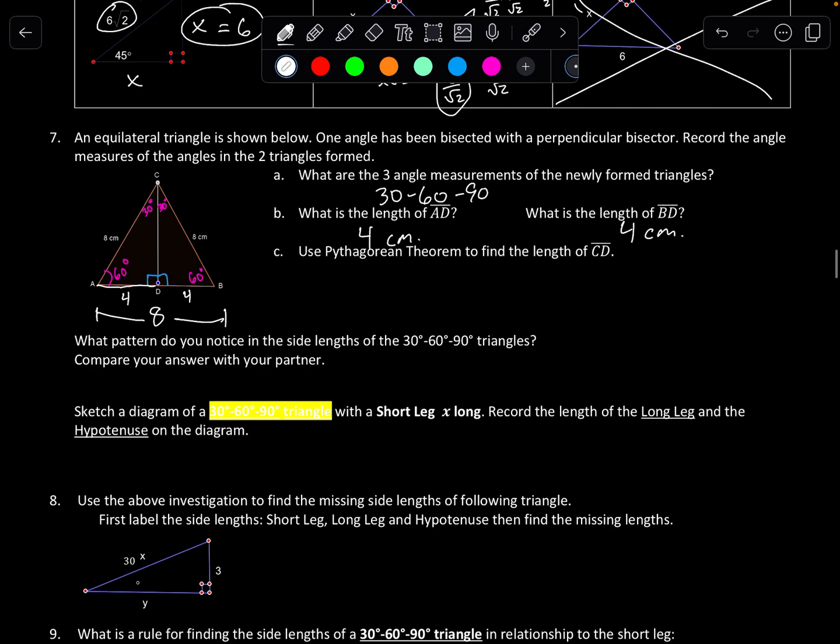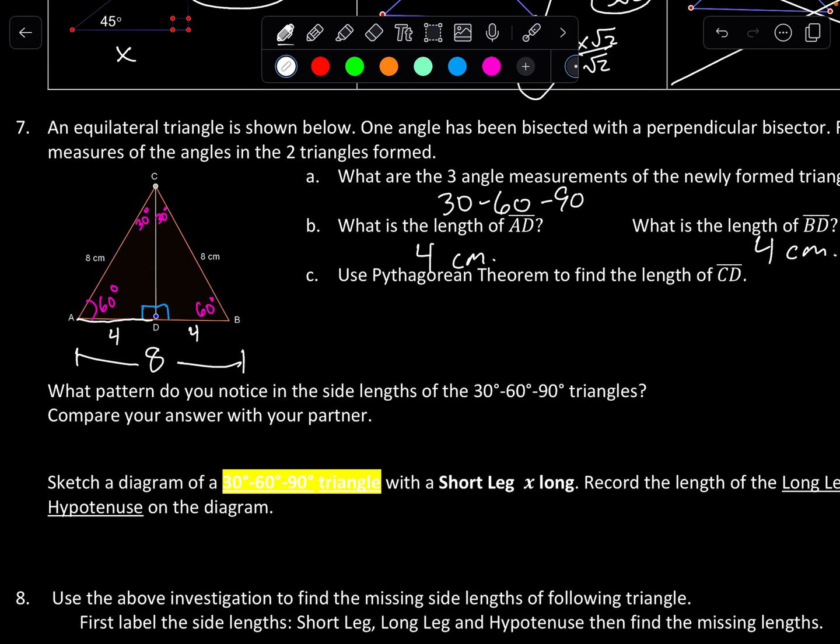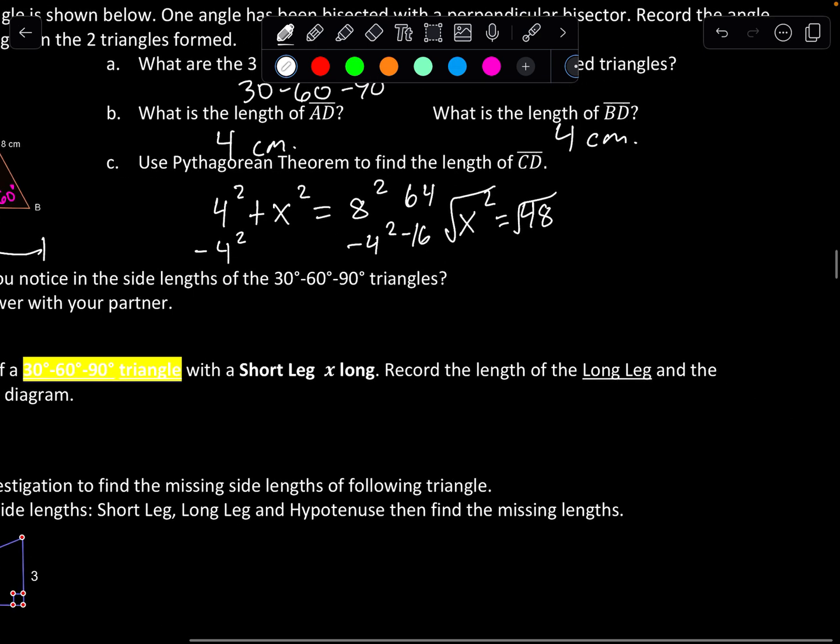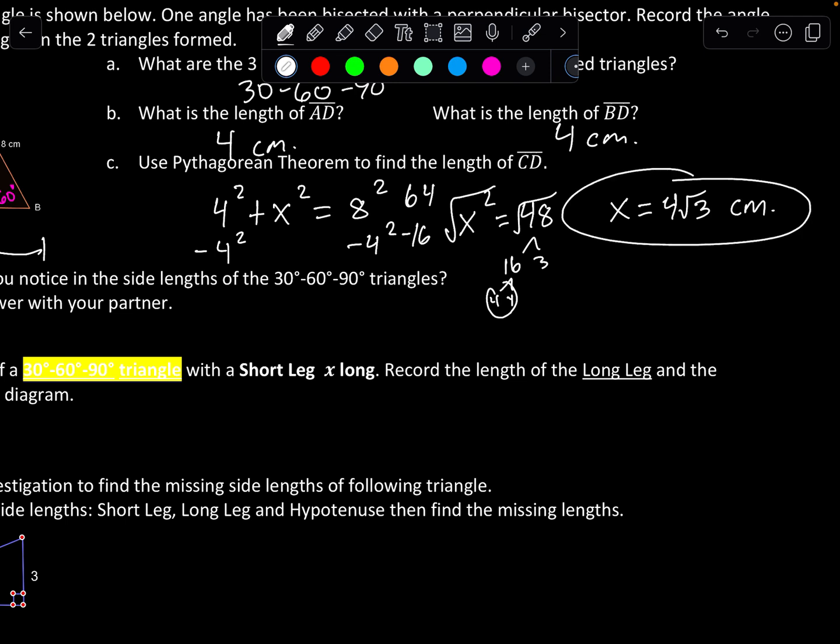And use the Pythagorean theorem to find the length of CD. Well, we've got one leg, which is 4 squared. We don't know CD. That's going to be x squared in this case. And we do know the hypotenuse, which is 8 squared. So we're just going to subtract 4 squared from 8 squared, which is going to be 64 minus 16, which is 48. Square root both sides. The square root of 48 is 16, 3, 4, 4, circle the pair, x equals 4 root 3 centimeters. So that is what CD equals.